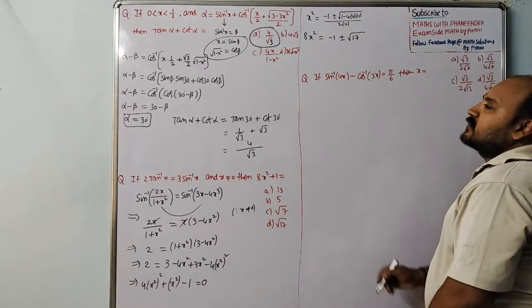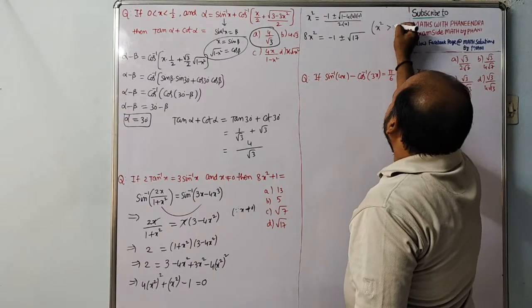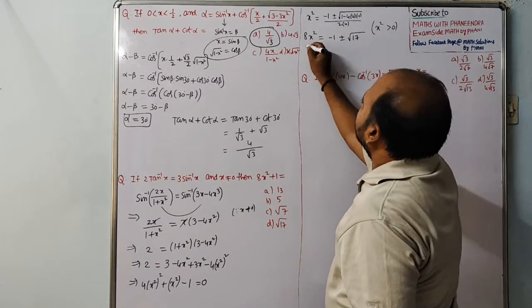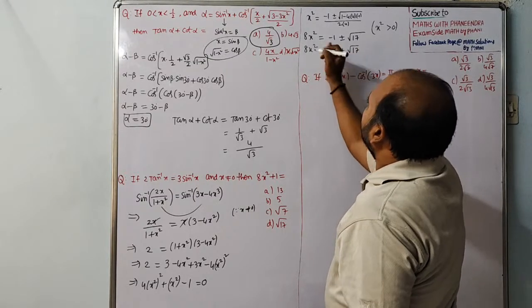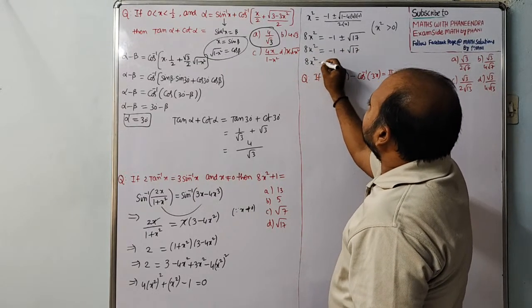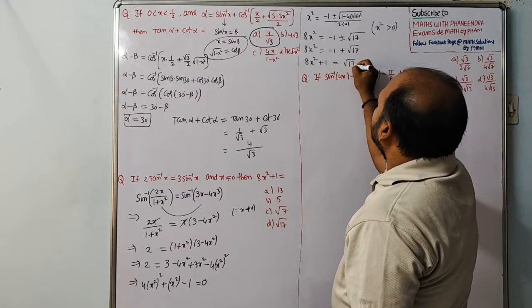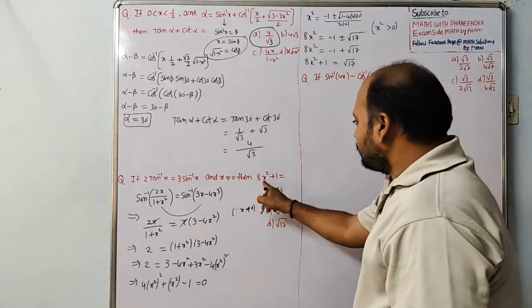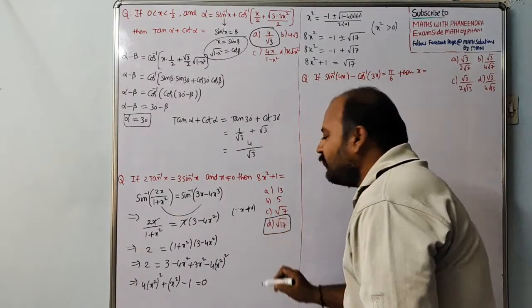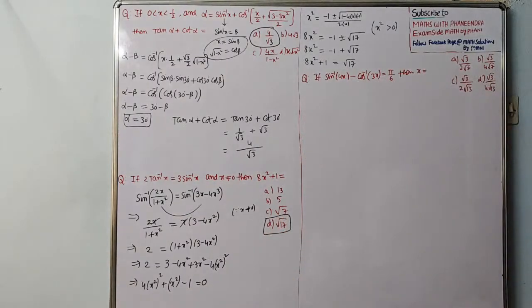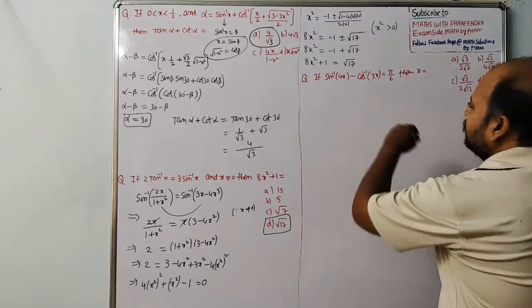Minus into minus is plus. X square is greater than 0, so you consider only plus. 8x square equal to minus 1 plus root 17. Minus 1 bring this side: 8x square plus 1 is equal to root 17. They are asking only for the 8x square plus 1 value. So root 17, which is there in the fourth option, dear students. Now we'll move to another question.